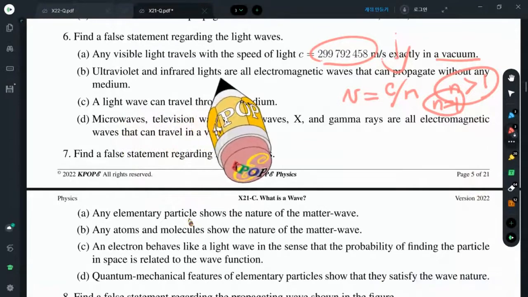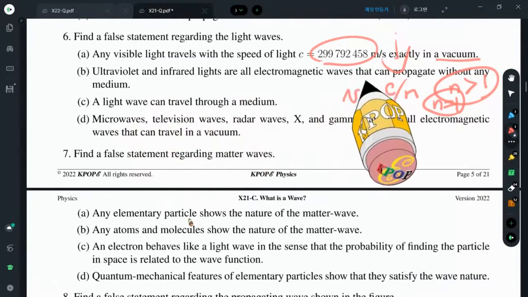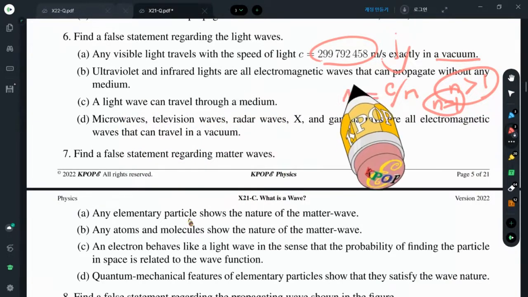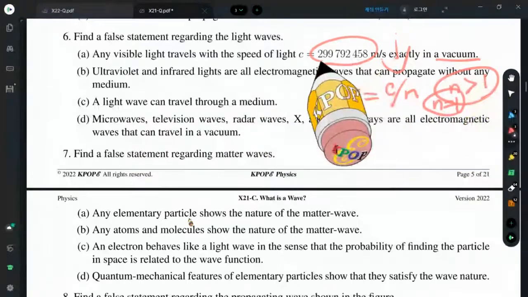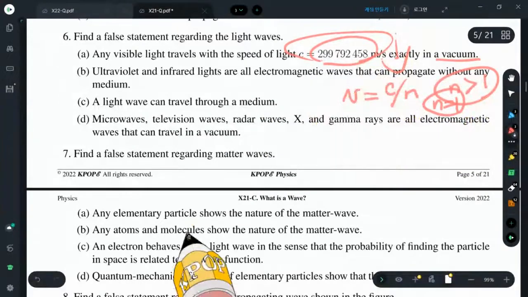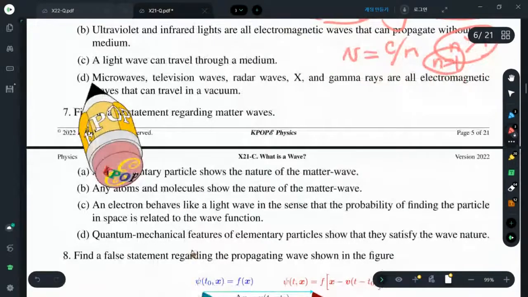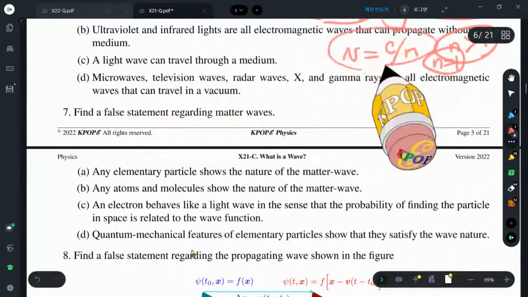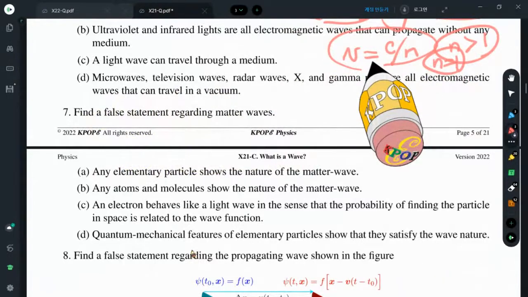Ultraviolet and infrared lights are all electromagnetic waves. X-rays, a radio wave, anything can propagate with the speed of light in vacuum. A light wave can travel through a medium, sure, but it slows down. Microwaves, that is also electromagnetic wave, television waves, radar waves. Without electromagnetic waves, you cannot communicate with your cell phone.